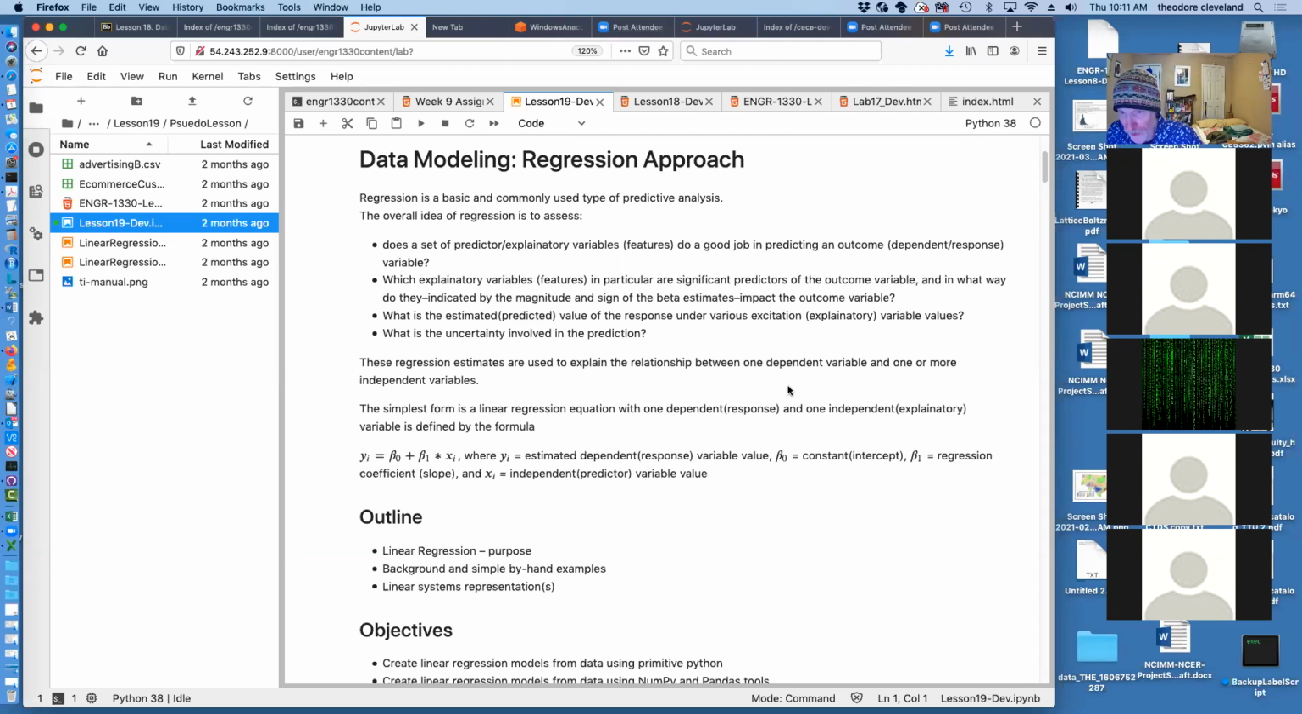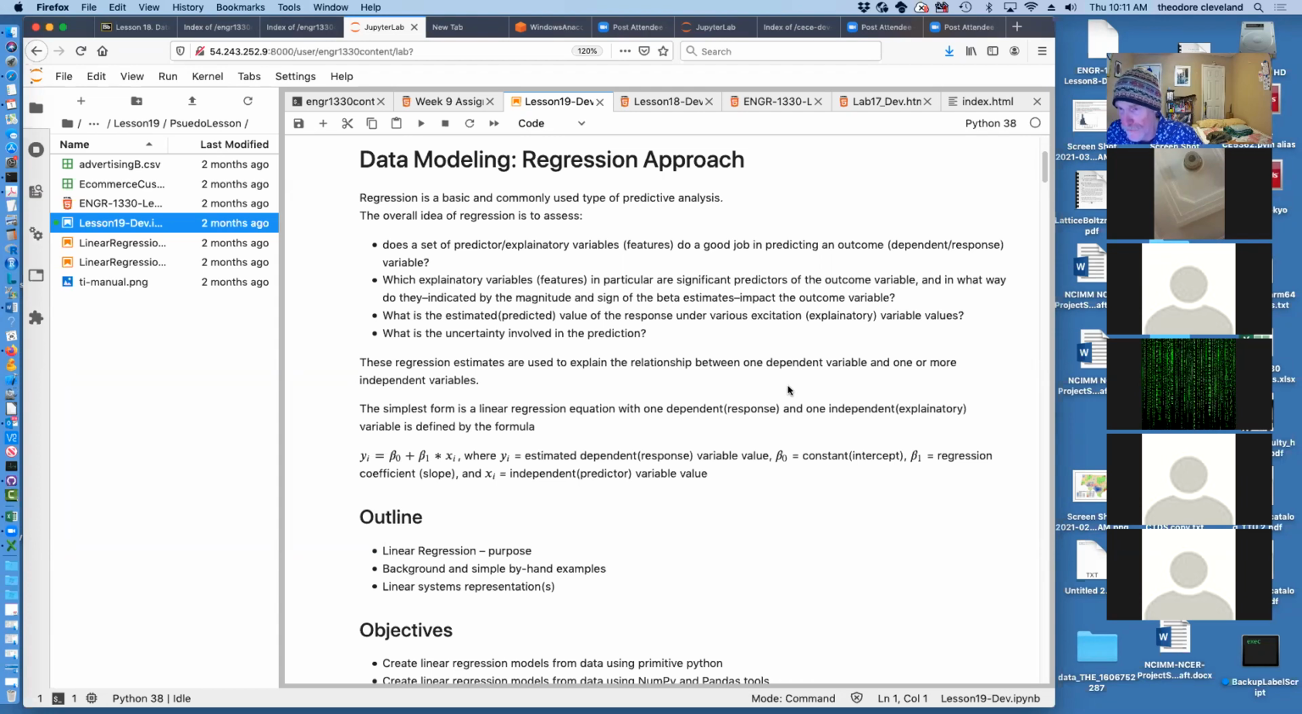So we're going to continue on that. And the overall idea of regression, or of data modeling in general, is to assess the following kinds of questions. First, does a set of predictor or explanatory variables, the modern terminology is called a feature, damned if I know why it got that name, does that set do a good job in predicting an outcome, or a dependent or a response variable? So does our prediction engine work? And if so, how well does it work?